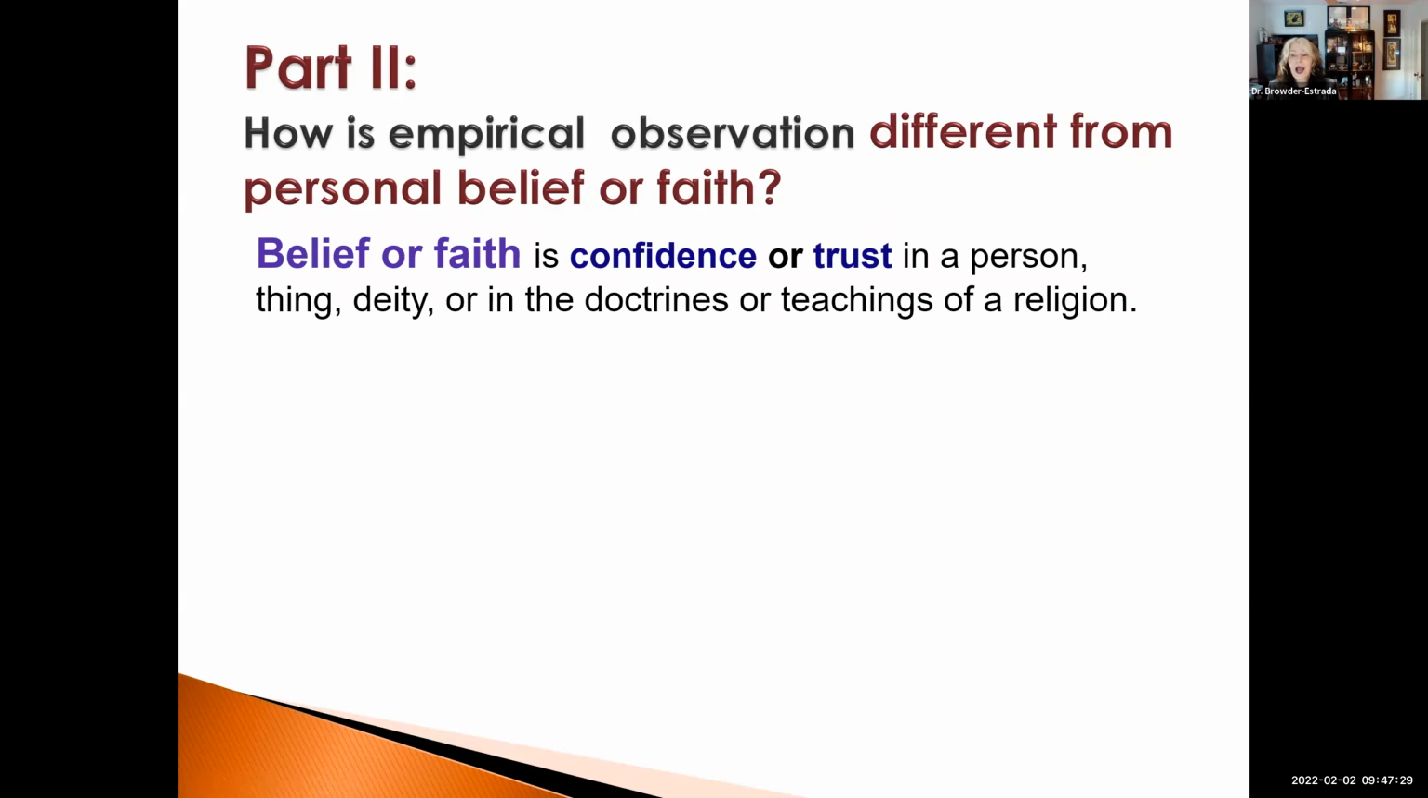What's the opposite then of coming to or stating observations that are not based on scientific fact or evidence? When we use belief or faith academically as terms, it means that we have confidence or trust in, it could be a person, it could be a thing, it could be a deity, something that's immaterial, or it can be teachings, doctrines, something that we're just going to real quickly say religion.